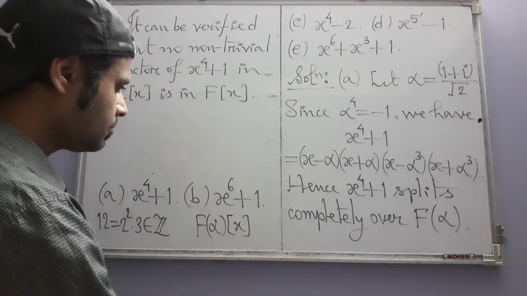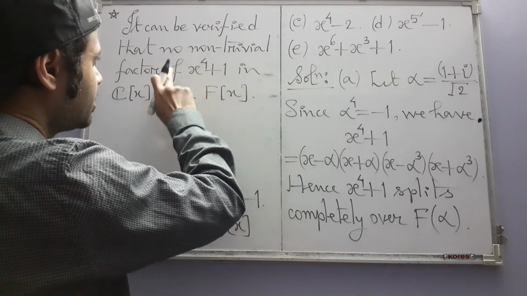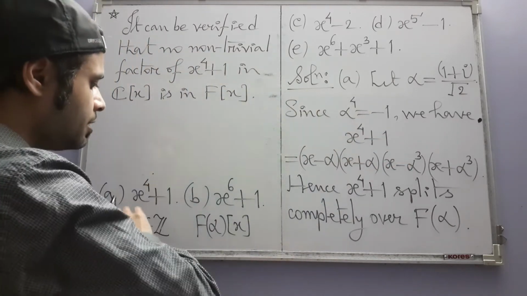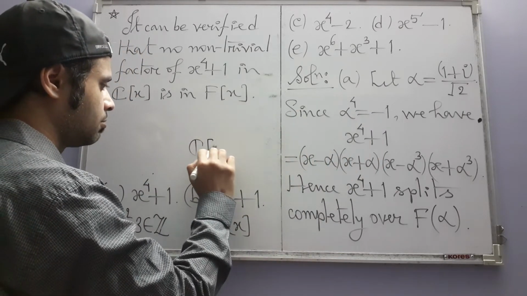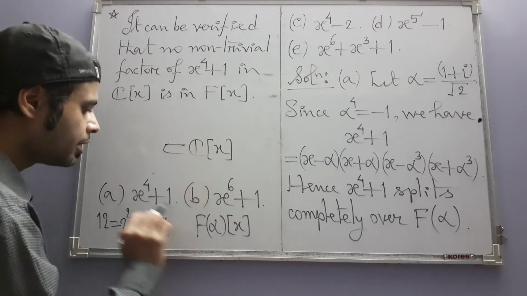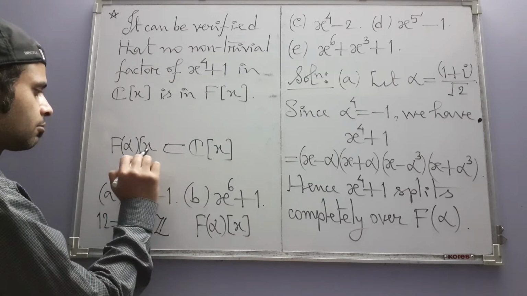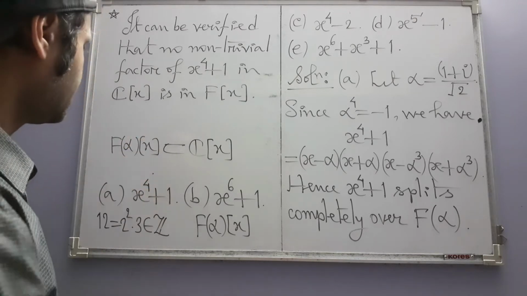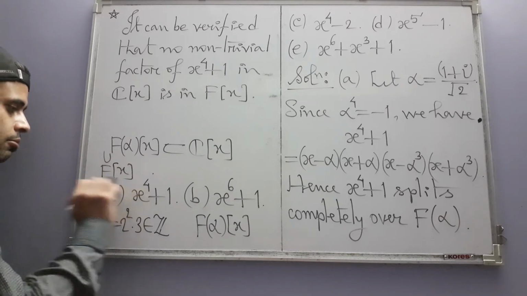Now what we are saying is, it can be verified that no non-trivial factor of this in C[x], in this slightly larger universe of complex polynomials which contains this universe, is in fact in this still smaller universe. Why?